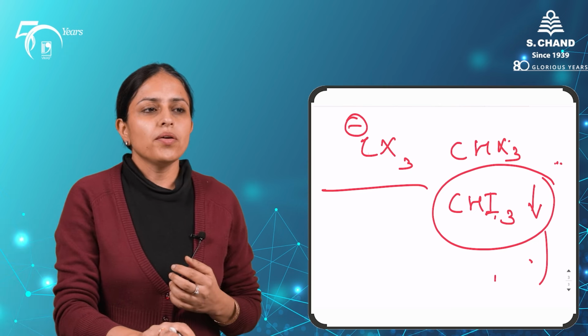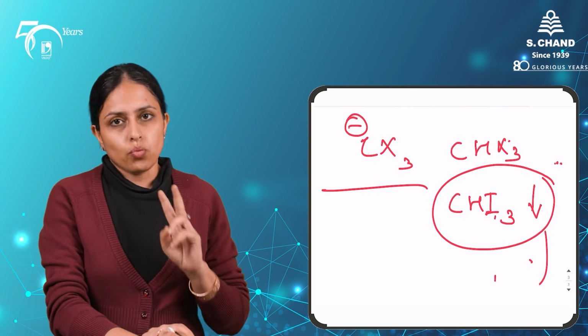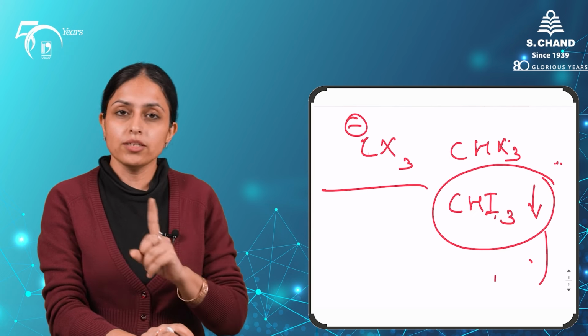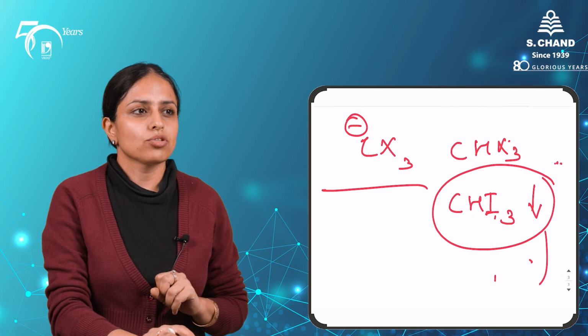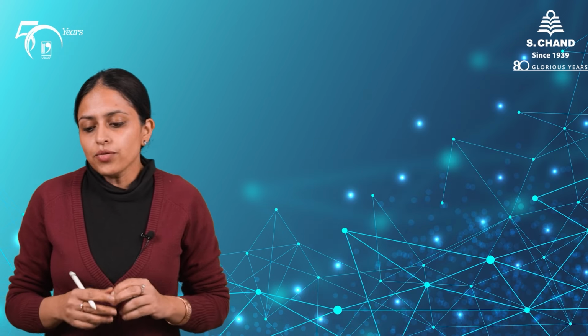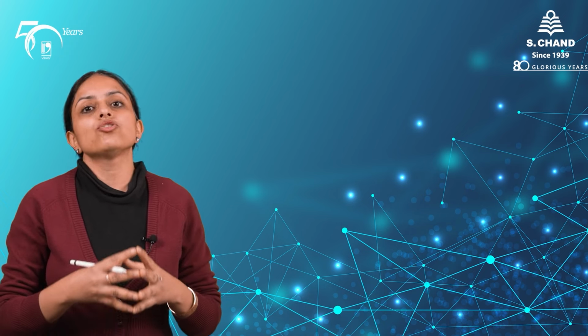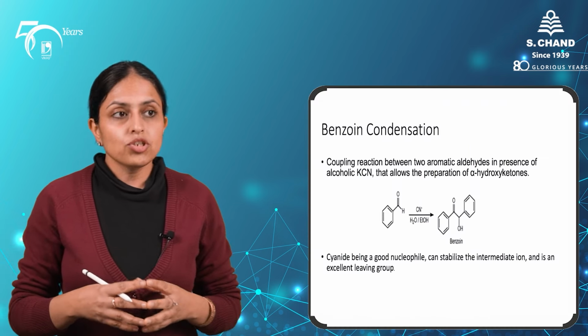So it's an important reaction to explain two things: one, acidic character of alpha hydrogens in the carbonyl compounds, and second, to test for the presence of methyl ketones. Now the next reaction which is crucial to aldehydes and ketone chemistry is benzoin condensation. As the name suggests, condensation.